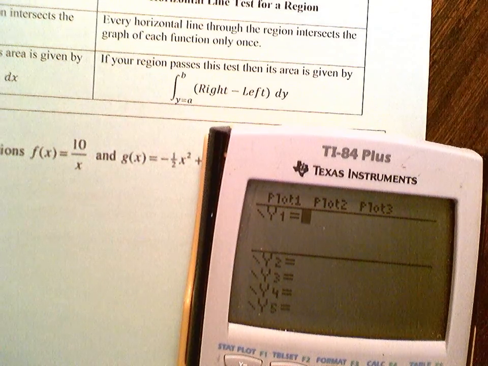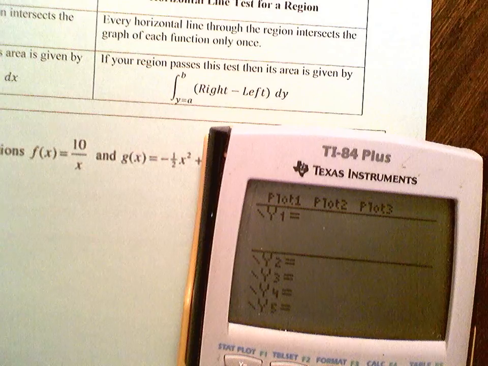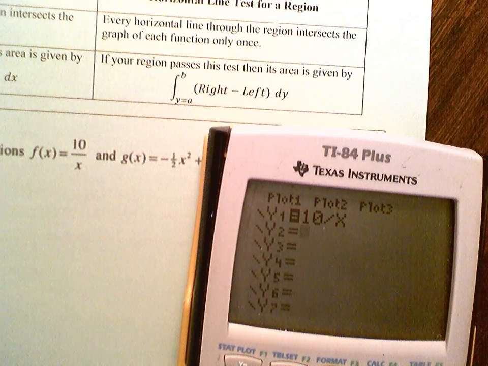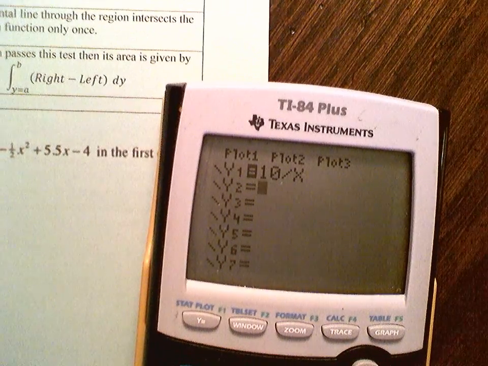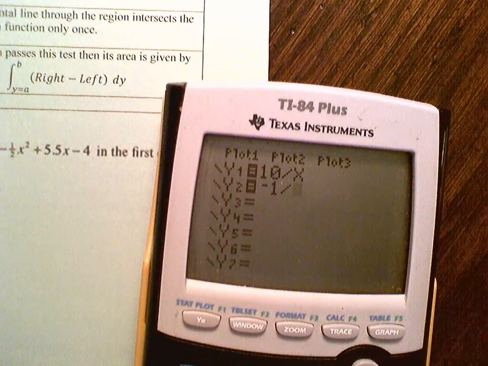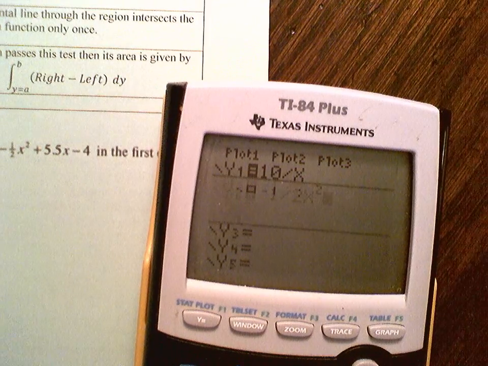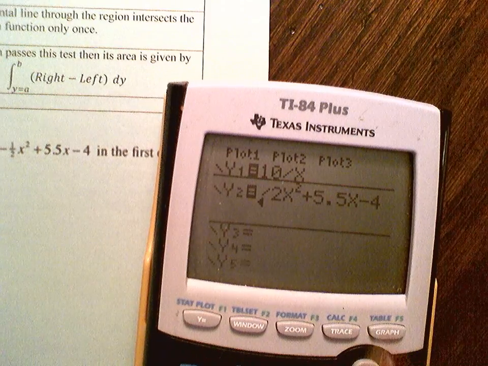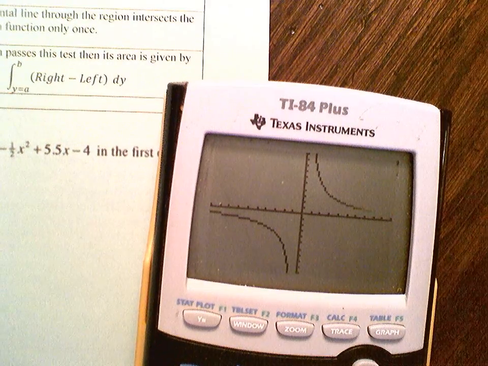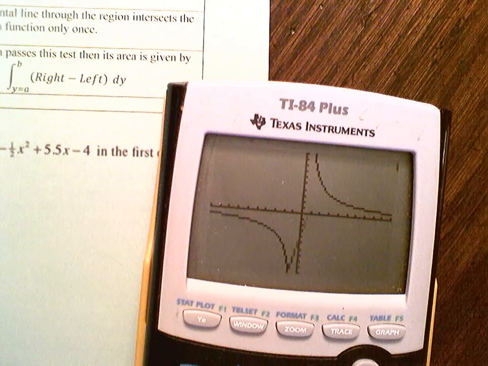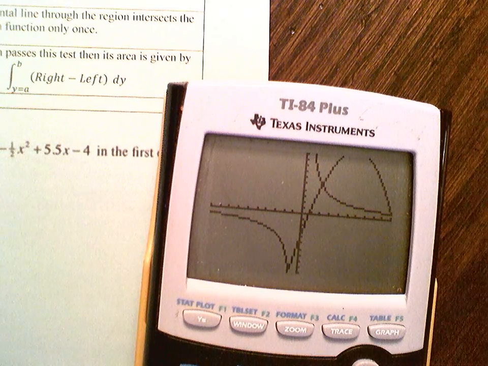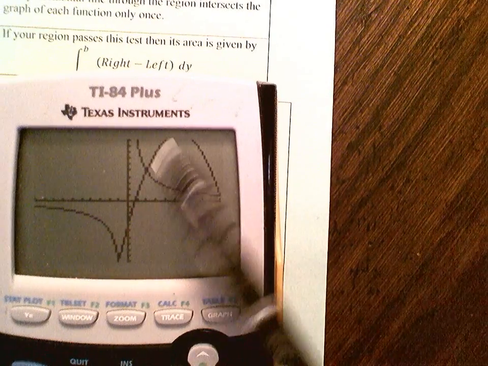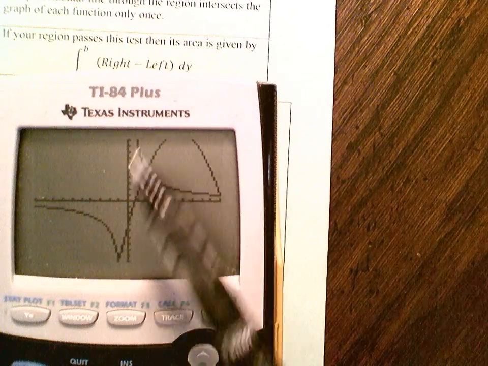All right, so the first function is 10 divided by x, and the second function is negative 1/2 x squared plus 5.5x minus 4. And then I'm going to graph those. Okay, so there's the 10 over x function, and then there's the parabola, so that's g of x. And the area bounded by these in the first quadrant is this part right here.